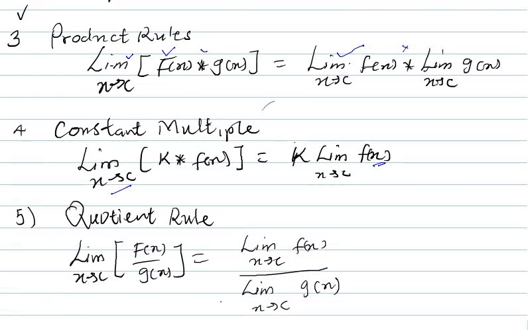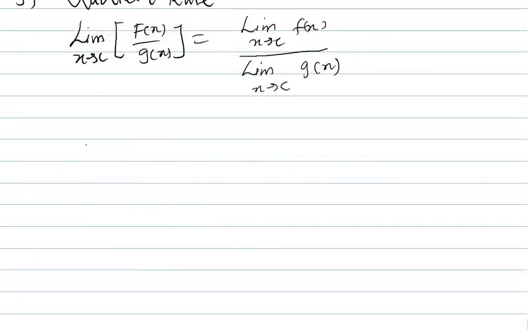We are going to take some examples and see how it works. So let's take question 1, example 1. Let's change the pen. Example 1: we have the limit as x approaches c of x cube plus 4x square minus 3.